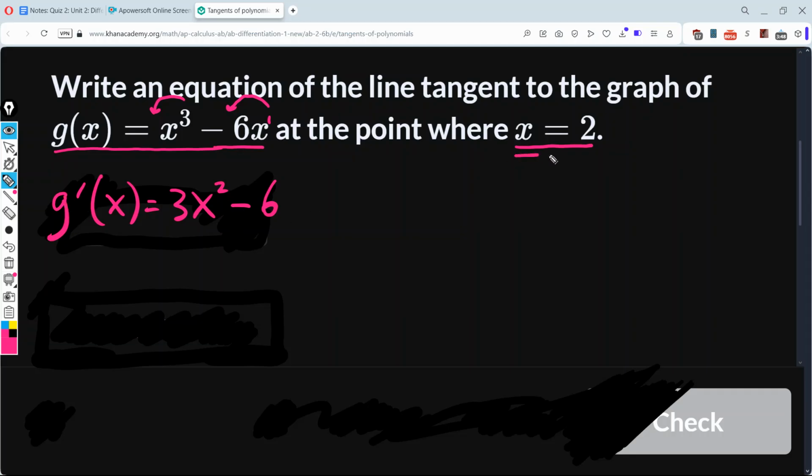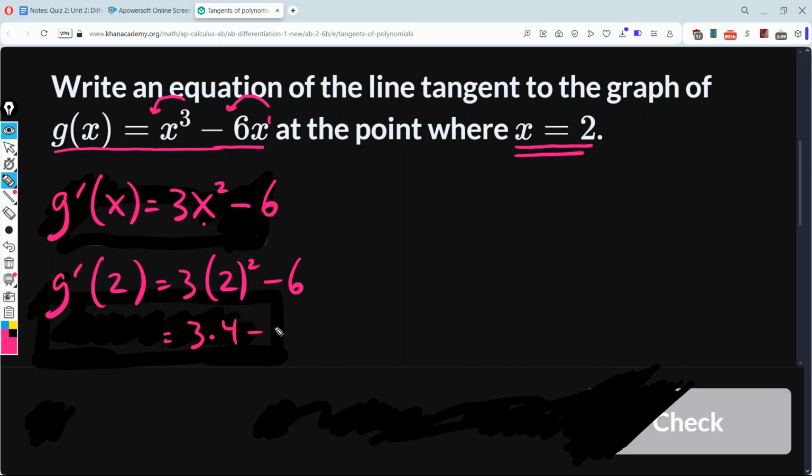We need the slope at x equals 2, so we're going to do g prime of 2. You just sub in 2. So that's going to be 3 times 2 squared minus 6. That's 3 times 4 minus 6. 12 minus 6 is just 6. That right there is your slope, m. That's the slope at that specific point, at x equals 2.